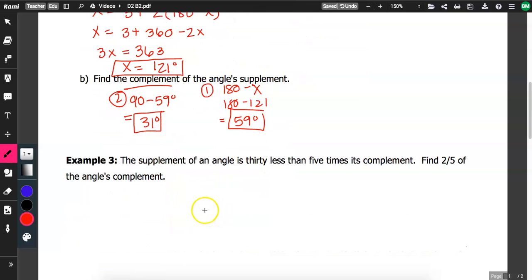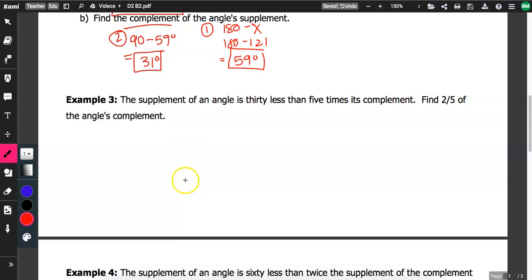Example 3. Okay, so there's a lot more going on now. Start by labeling. I'm going to change colors. The supplement of an angle, so this is 180 minus X, is, so equals, 30 less than. When it's less than, sometimes we get confused. That has to go at the end. So let me give you an example. If I said 3 less than 10, in your head, you would do 10 minus 3 equals 7. Right? 3 less than 10.